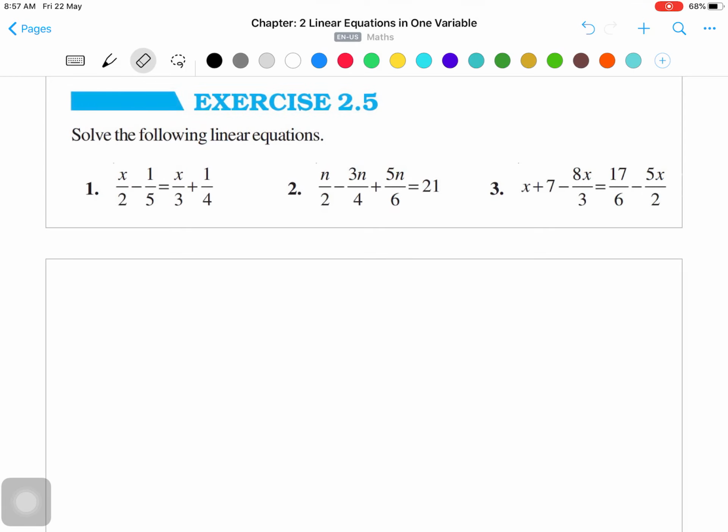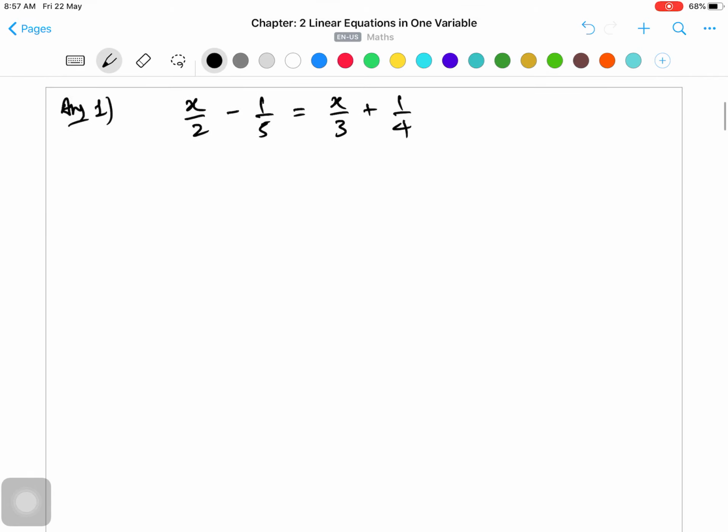The question here is: solve the following linear equations. The first equation given to us is x by 2 minus 1 by 5 equals x by 3 plus 1 by 4. In order to solve this equation, first we'll transpose all the variable terms to one side of the equality sign, and all the non-variable terms to the other side. So x by 2 and x by 3 are the terms involving the variable, so we'll shift them onto the left hand side.